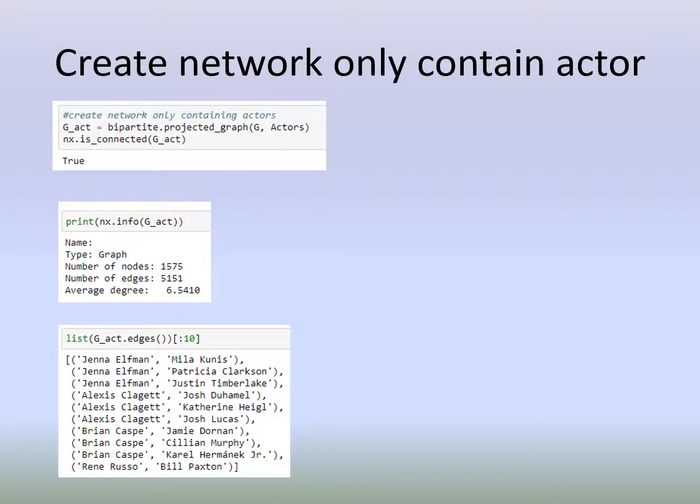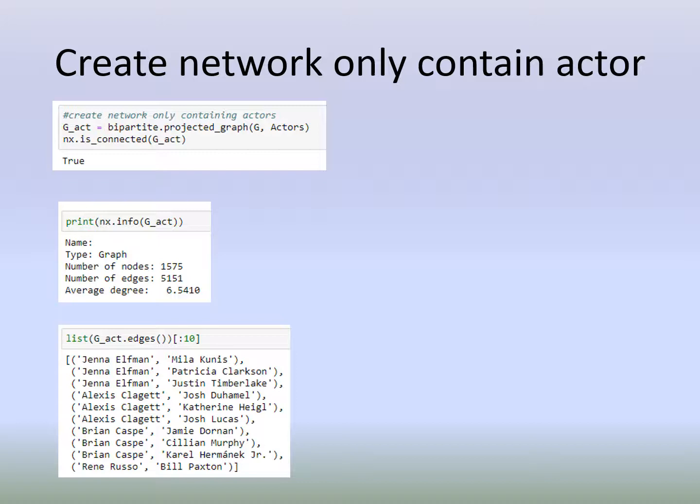So here we create a network that only contains actors. This is the network, G actor, which only contains actors, no movie titles. And here we got that this network has 1,575 nodes and 5,151 edges, and the average degree is 6.5.